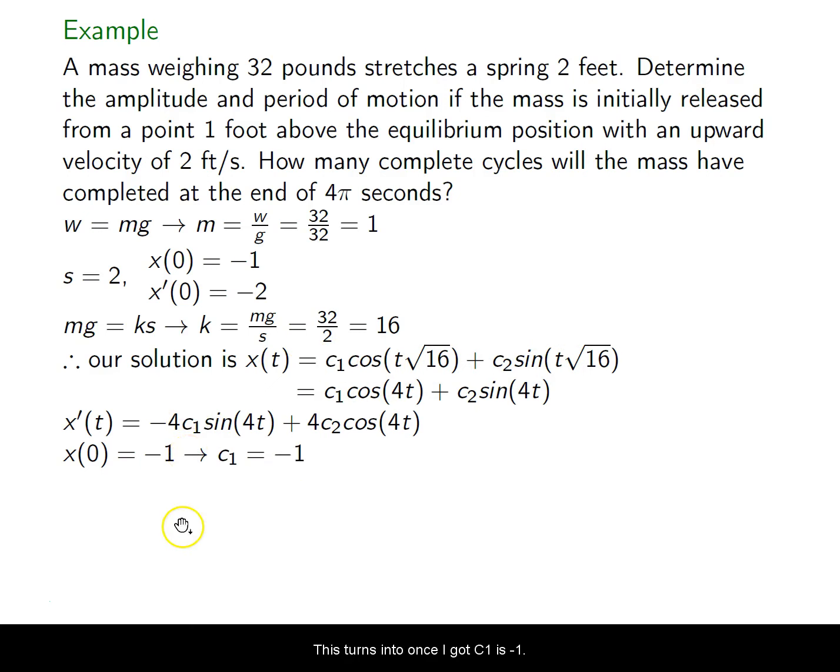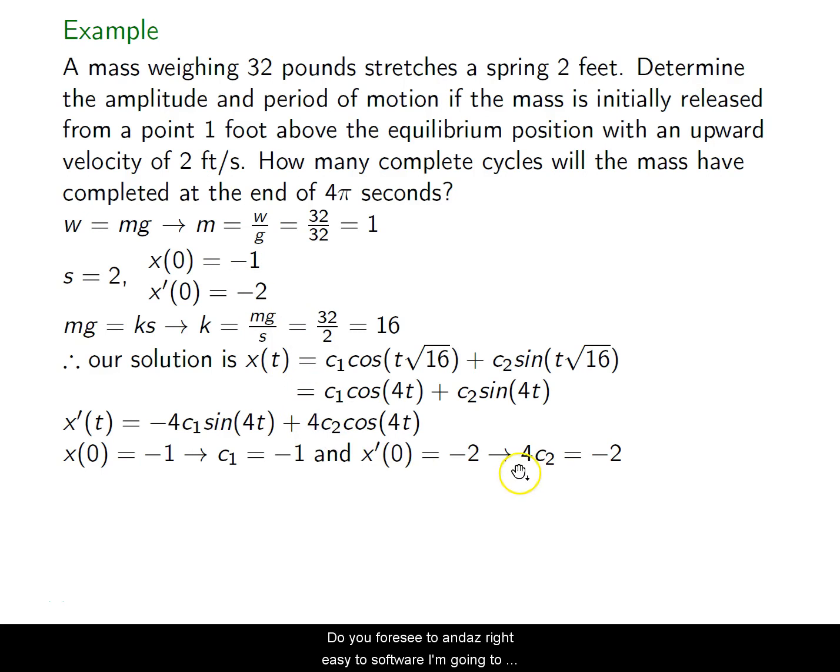So that's very easy. For the derivative, my second condition, I'm going to plug in 0 here. So this is going to go away, and this is going to go to 1. So I'm going to have -2 equal to 4 c2, and that's very easy to solve for. I'm going to get -1/2 for c2, right? Now I have c1 and c2.